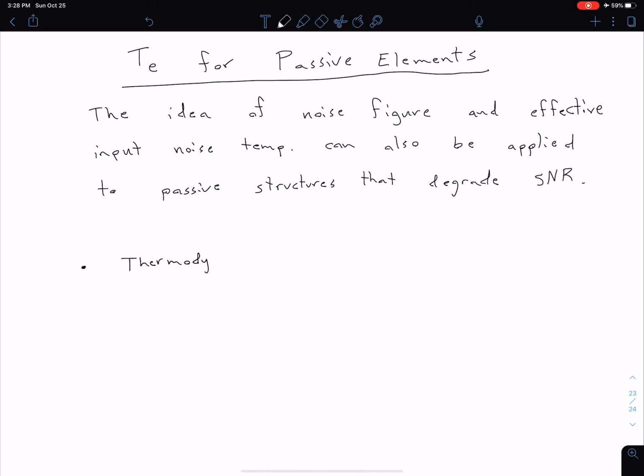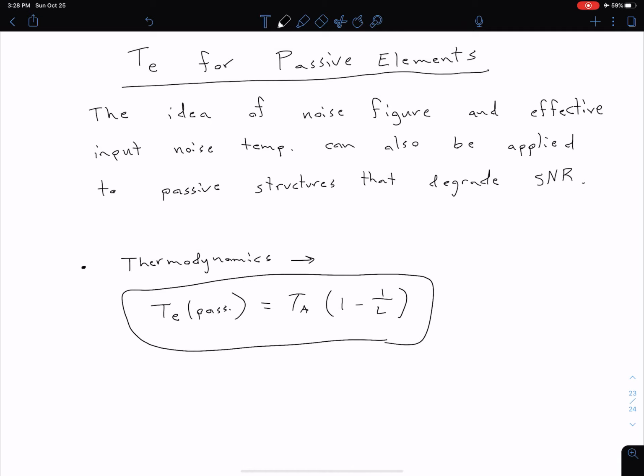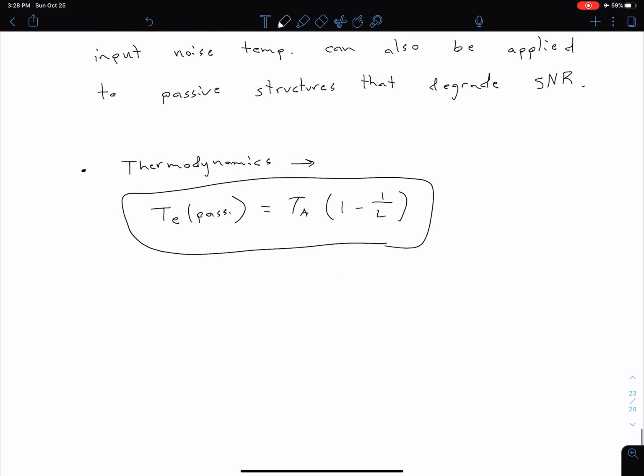But using thermodynamics, we could show that our effective input temperature of some passive element is equal to T sub A times 1 minus 1 over L. So let's define a couple of these new terms here. So of course this T sub E we set as our effective input temperature. Our T sub A is just the ambient temperature of the system or of the circuit. So this is our ambient temp. So if we're talking about cabling, then that's just the temperature where the cable is.